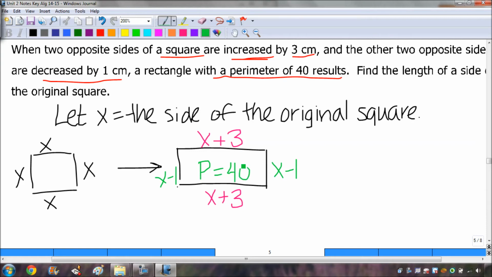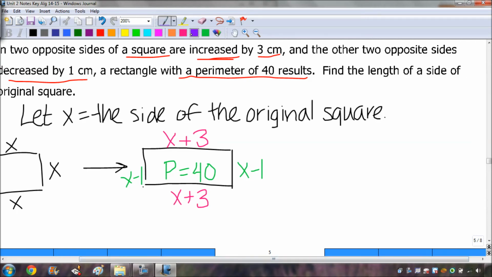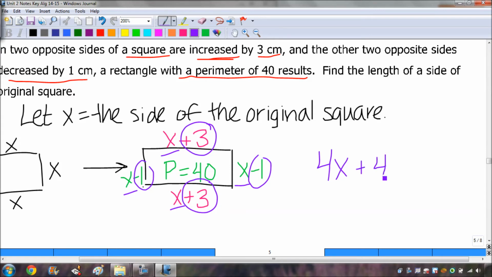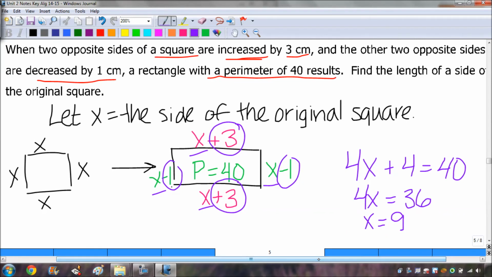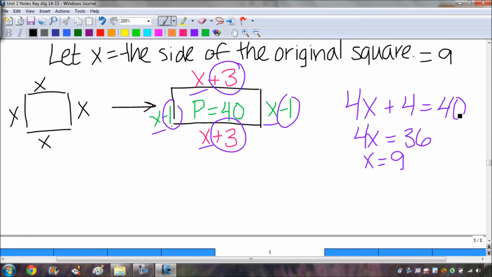Well, you guys know that to find perimeter, you just have to add up all the sides, so that's what I'm going to do. I've got x plus x plus x plus x, so that means I have 4x, okay? And then I'm going to add 3, 3, negative 1, negative 1. 3 plus 3 is 6, minus 1 is 5, minus 1 is 4, so I end up getting 4x plus 4 equals 40. Subtract the 4 from both sides, I get 4x equals 36, which means that x equals 9. So the original side of the square was 9. So my answer to the question is 9 centimeters.